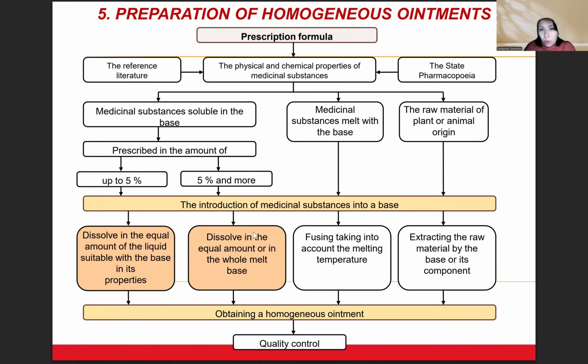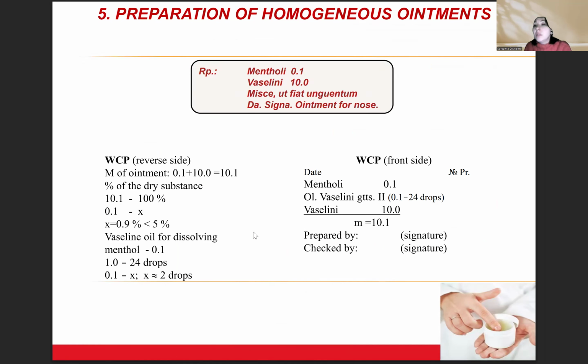And that is important. For example, again, you got this ointment. Menthol 0.1 gram, vaseline 10 grams. Misce ut fiat unguentum. Da signa, ointment for nose. On the reverse side, firstly, we start with calculating the general mass of ointment. Everything is prescribed in grams, so we have 10.1 grams general mass. After that, we calculate the percentage of the dry substance. 10.1 is 100%, 0.1 is X, calculated crisscross as usual, and we get 0.9%, which is less than 5%.